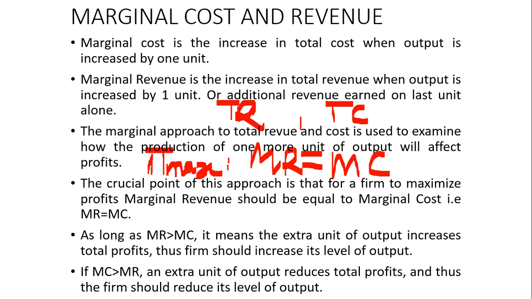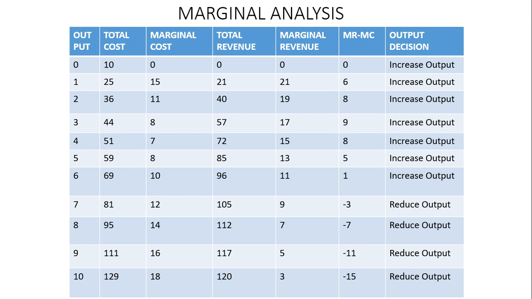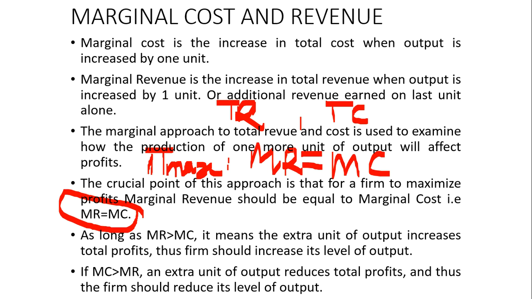So the crucial point of this approach is that for a firm to maximize profits, marginal revenue should be equal to marginal cost, which is this identity here. So marginal revenue must equal marginal cost for profit to be maximized. The aim is not to finish. The aim is for you people to understand. So marginal revenue must equal marginal cost for profit to be maximized.